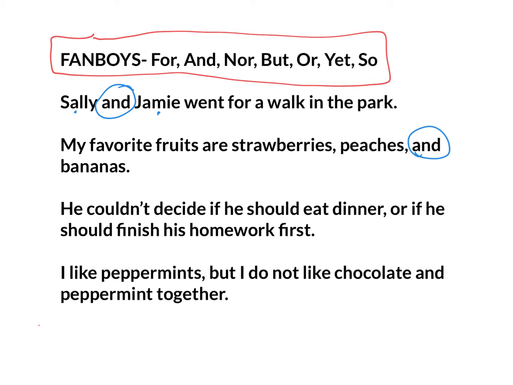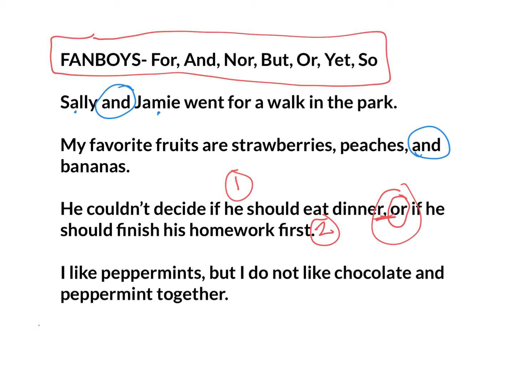Then you have the next sentence. He couldn't decide if he should eat dinner, or if he should finish his homework first. So in the first 2 sentences with Sally and Jamie, and with the fruits, those are just connecting words. Now in this sentence right here, the or, notice it is with a comma. This is showing 2 complete sentences being put together. So he couldn't decide if he should eat dinner is sentence number 1. Or if he should finish his homework first is sentence number 2. So we put those together with our conjunction, but it also must have the comma. So that Lego piece is connecting 2 sentences together.